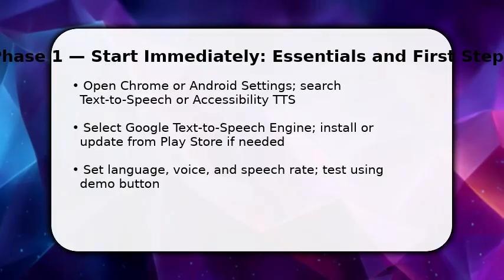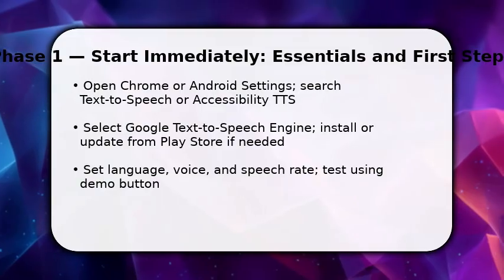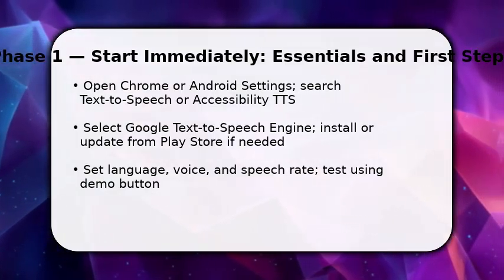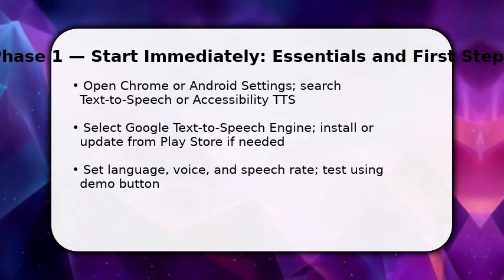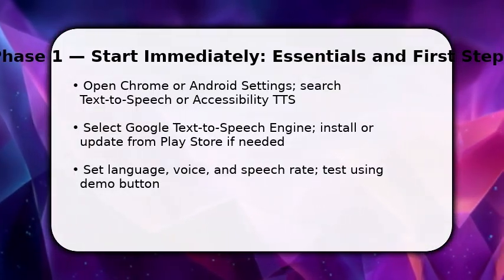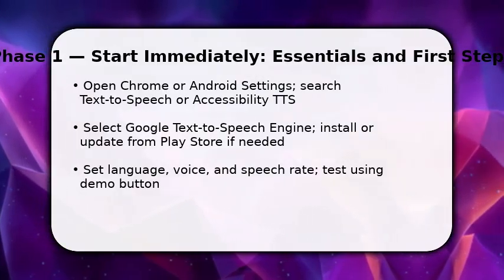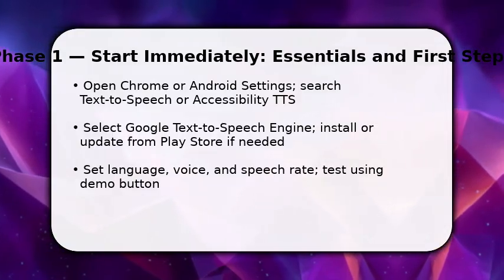Enjoy the video. You'll begin by enabling Google's text-to-speech engine so the system can speak your typed text. First, open Chrome or Android settings and go straight to text-to-speech or accessibility. Select Google Text-to-Speech Engine. Once done, install or update the engine from the Play Store if prompted.